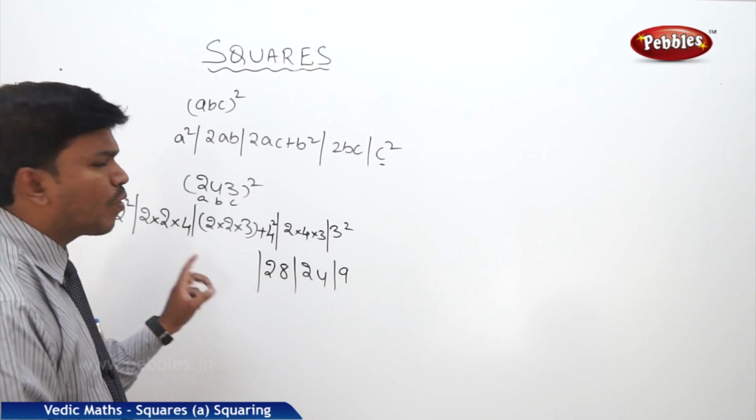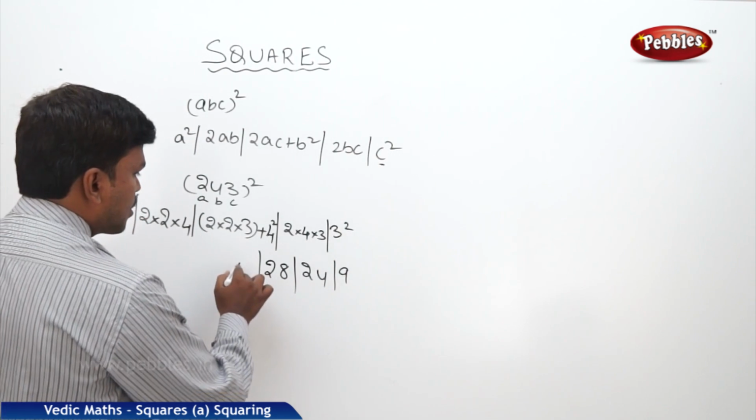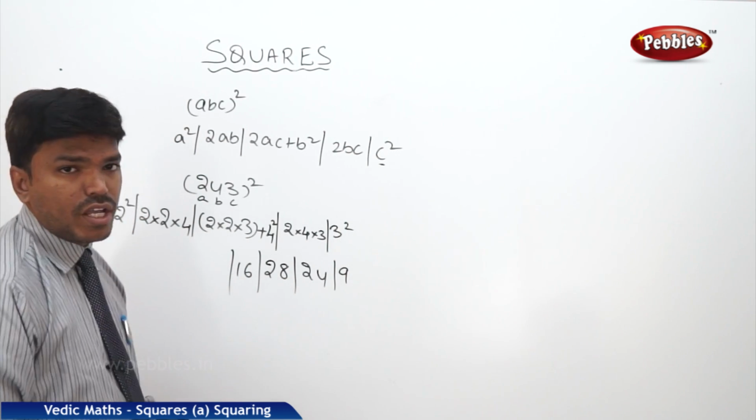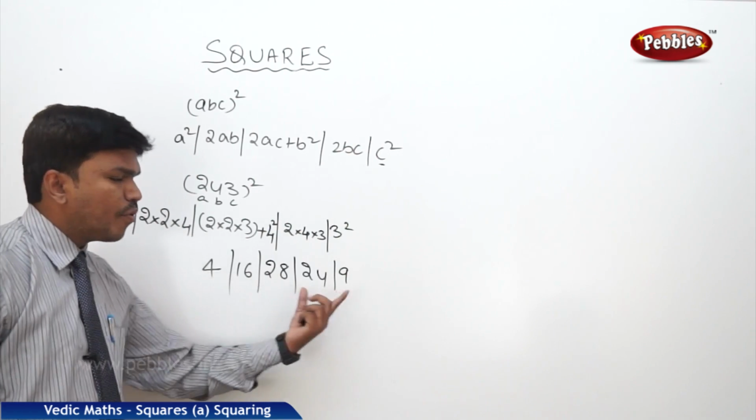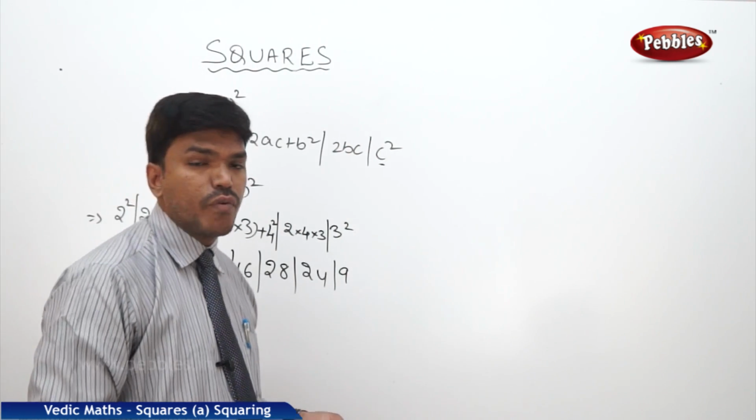Next 2 into 2 into 4. 2 2s are 4, 4 4s are 16. Next 2 square, 4. Now you need to balance the answer. How will you balance the answer?